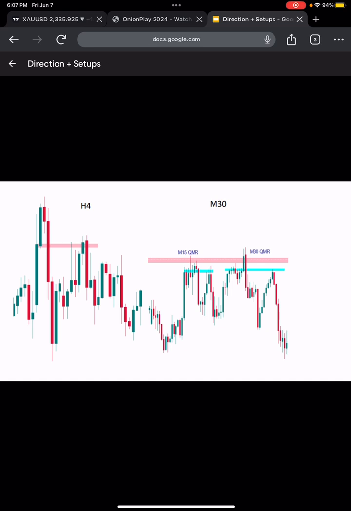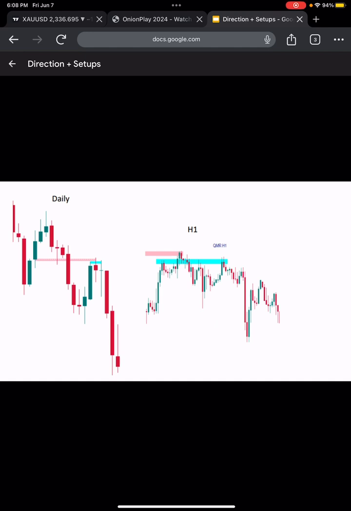If M15 or the M30 created the QMR, you want to take the one that's closer to the confirmation time frame. So if H4 is the confirmation time frame as well as direction time frame, you want to take the M30 QMR, not the M15. Here's another example. You have a double Mariposa that's bullish, that gets broken by the bearish candle, and then you have a QMR on the H1 time frame.